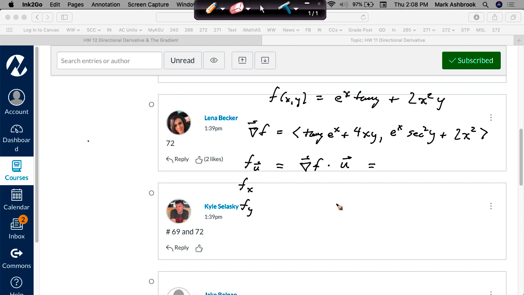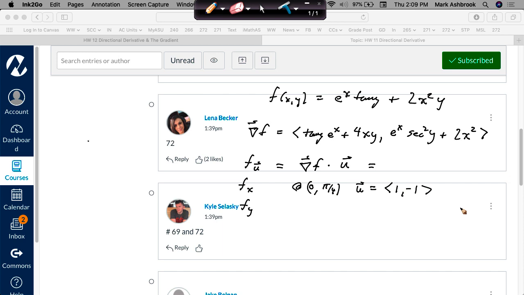So what do we want? For the first one, they give us the point 0, pi over 4. Okay, so that's the point, the location. And then direction i minus j. So at 0, comma, pi over 4 in the direction i minus j. So would that be 1, negative 1? Is that the unit vector?